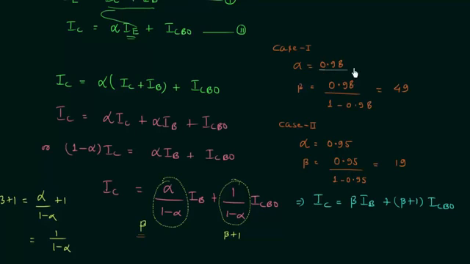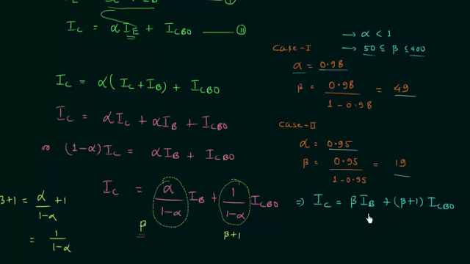You can see a slight change in alpha changes beta significantly. Therefore, beta is very sensitive to variations in alpha. Alpha is the amplification factor in common base configuration, and it is less than 1. Alpha is less than 1. Beta is in orders of 100, and the range is from 50 to 400. This is the range of beta.